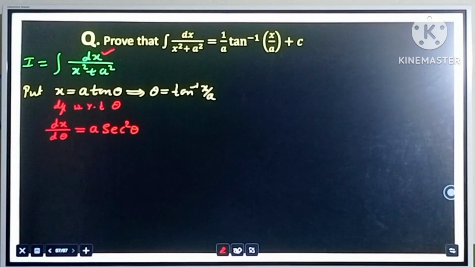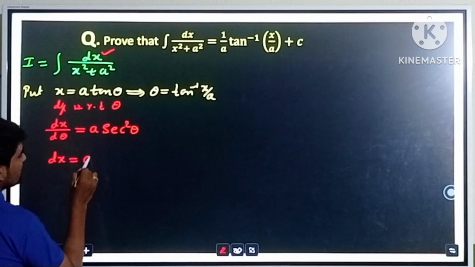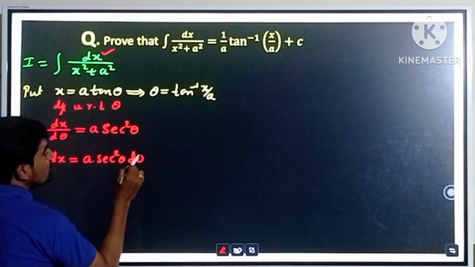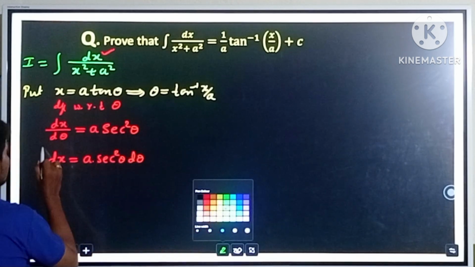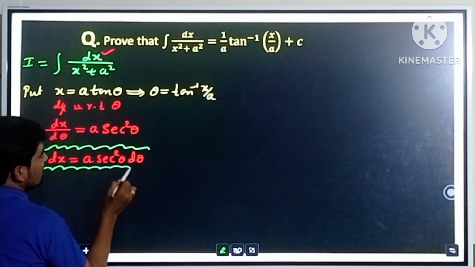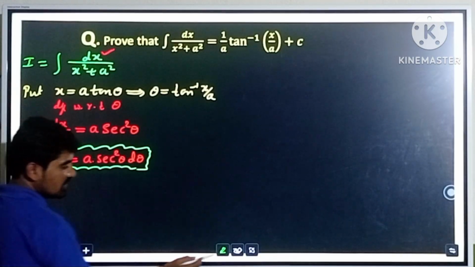I hope all of you are understanding. Now by cross multiplication, dx is equal to a into secant square theta into d theta. See, what is dx? Dx is a secant square theta d theta. So I hope all of you are understanding.